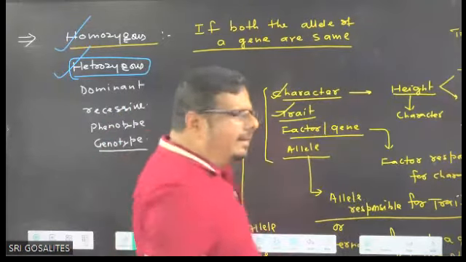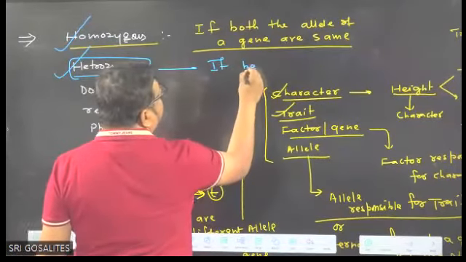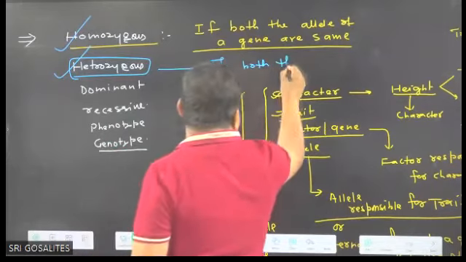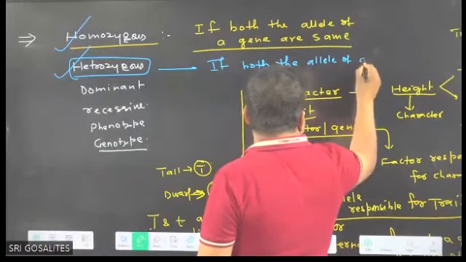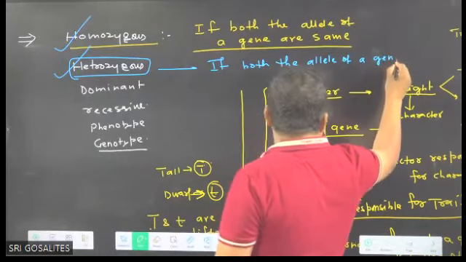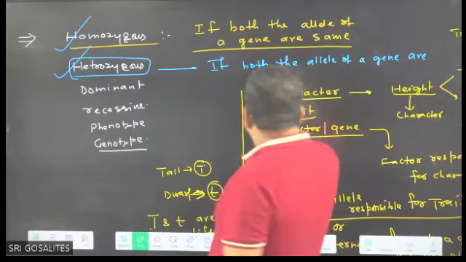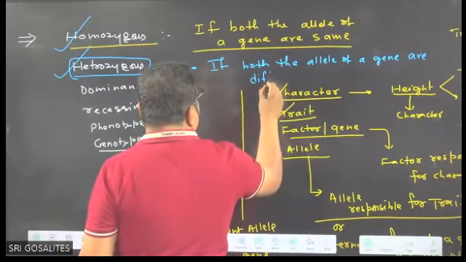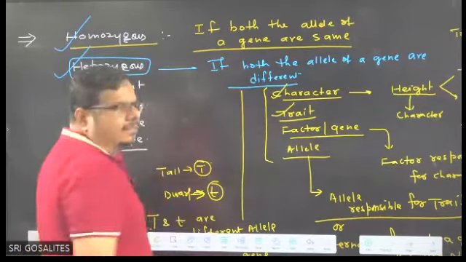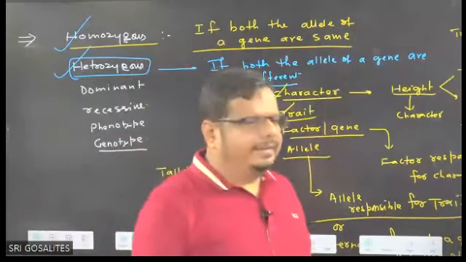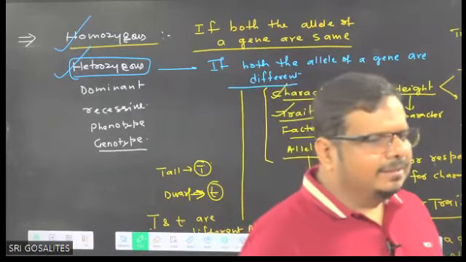And a heterozygous, how can we write? If both the alleles of a gene are different, it is called heterozygous. So you have got clarity now. I hope you understand the things, getting the things or not.